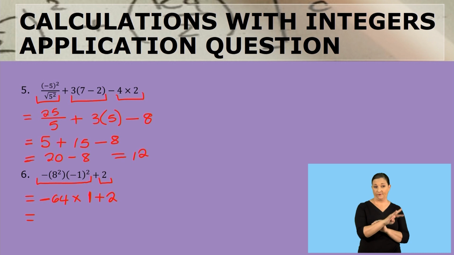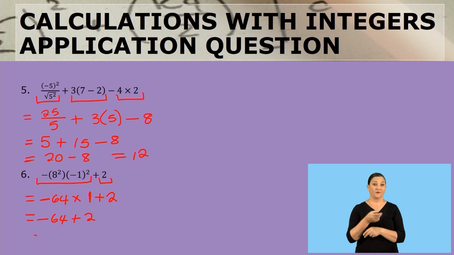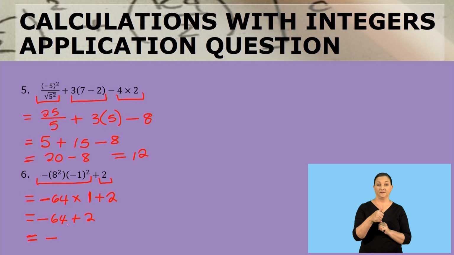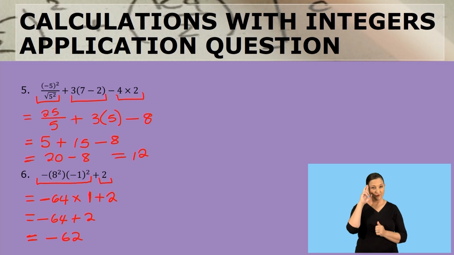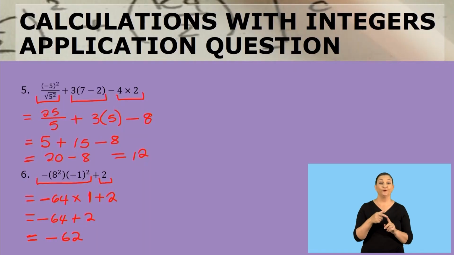So negative 64 multiplied by 1, again taking us back to the properties of 1. If we multiply any number by 1, that number remains the same. So this is going to be negative 64 plus 2, and in the end, that gives us an answer of negative 62. Remember, when you are adding integers, you take the sign of the one that is furthest away from the zero, then you just subtract those natural numbers, and that's where that answer of negative 62 comes from.